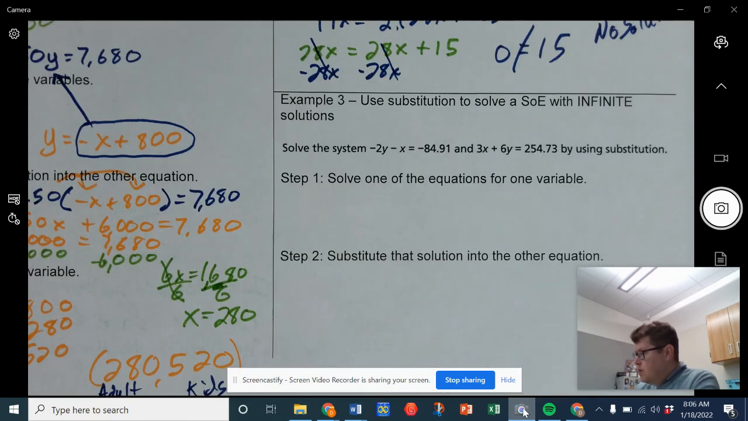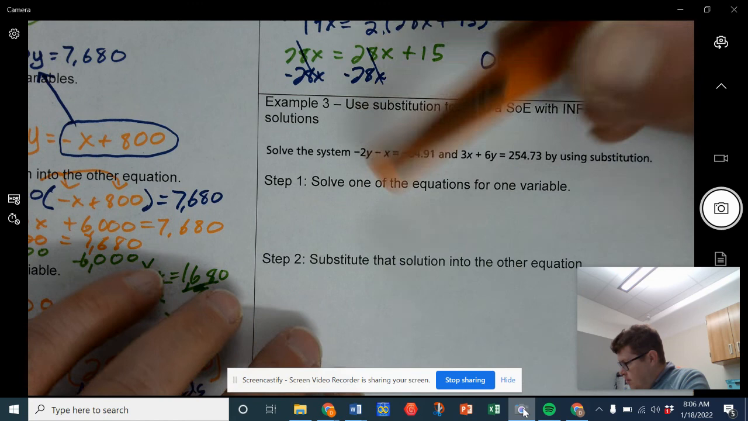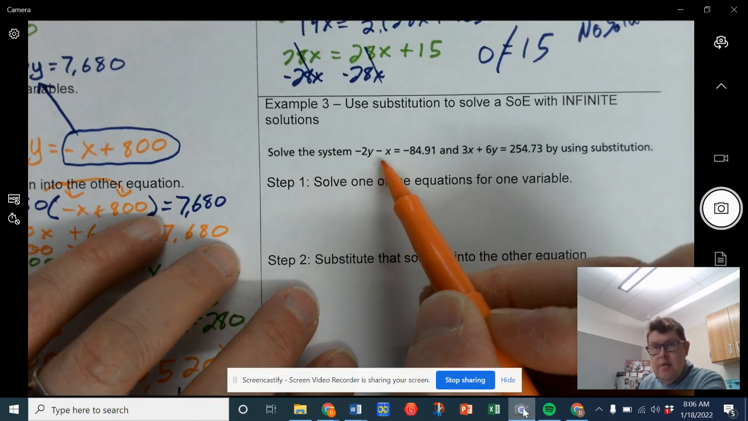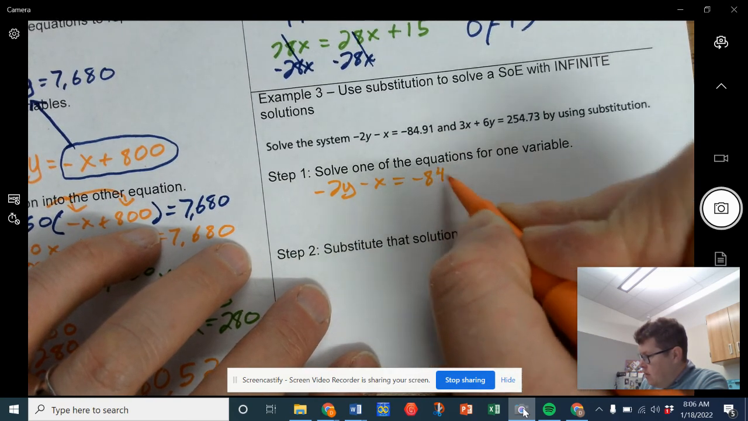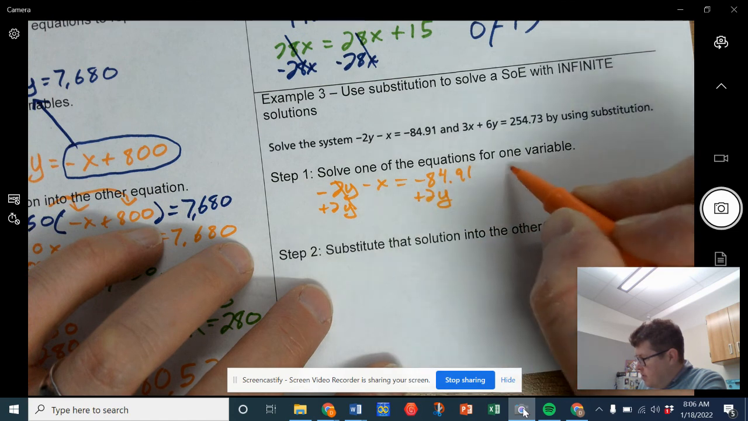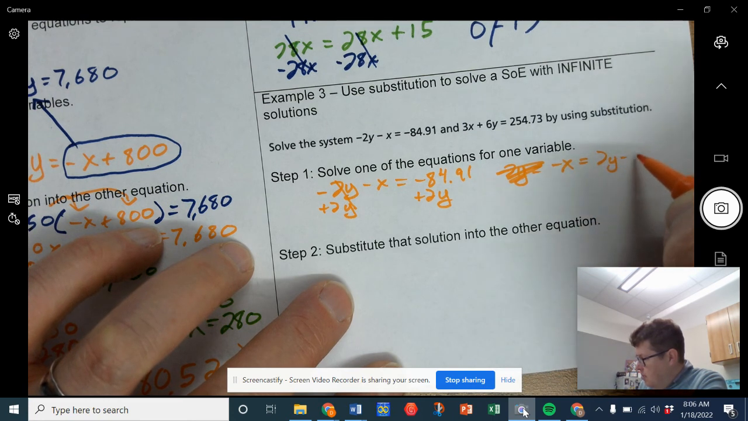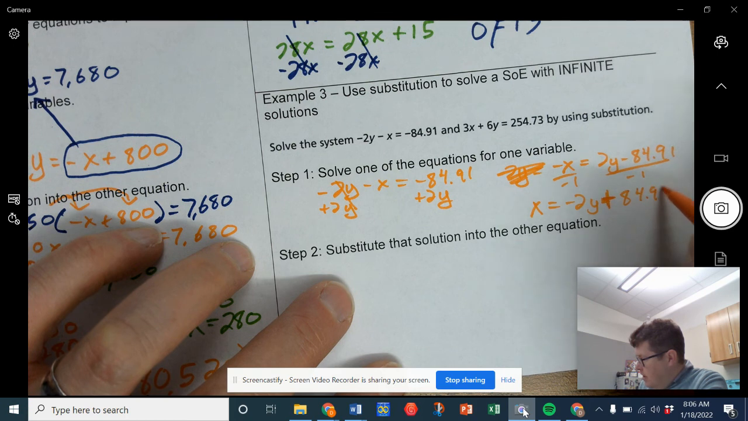Okay, now use substitution to solve a system of equations with infinite solutions. Oh wow, this is a fun one. A lot of decimals in here. So we have these two equations. Solve one of the equations for one variable. I'm going to solve this one because it looks a little easier, since we just deal with that x. We've got negative 2y minus x equals negative 84.91. So we're going to add 2y over. Negative x equals 2y minus 84.91. We'll divide by negative 1, which basically changes all the signs, so this becomes x equals negative 2y plus 84.91.